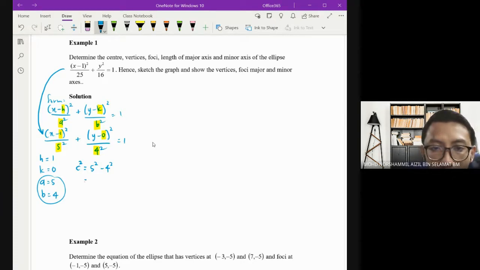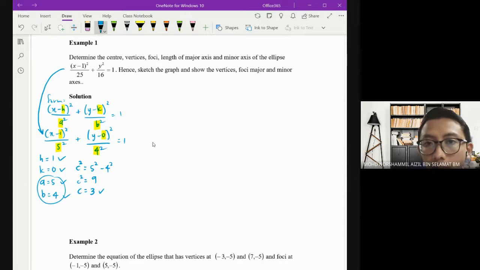So now let's calculate this one. So 5 square minus 4 square, 25 minus 16 is 9. C square is equals to 9. So C equals to 3. Dia tak boleh jadi plus minus 3 because C is a distance. Okay. So that's how we calculate C. Sekarang ni kalau you perasan kita dah ada semua: H, K, A, B, C. Bila kita ada semua ni, semua benda boleh solve.